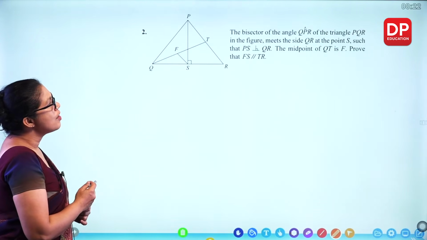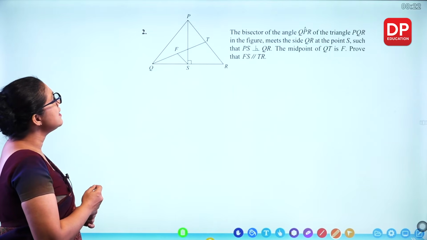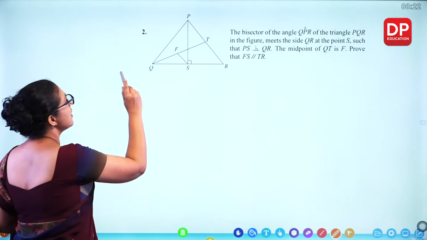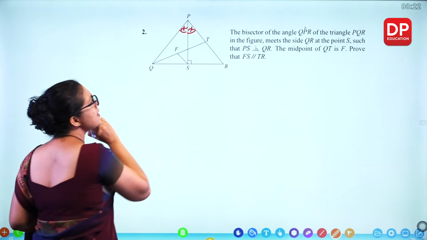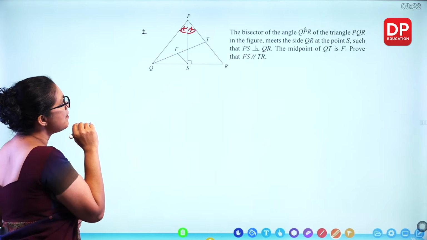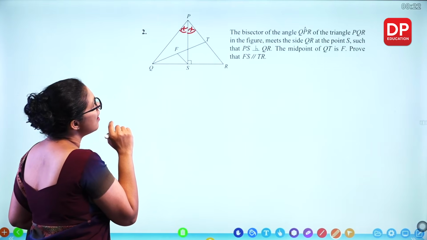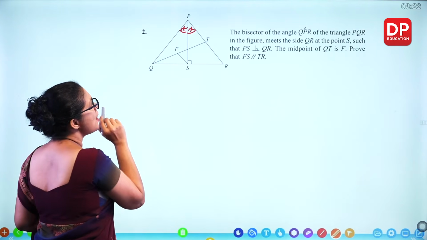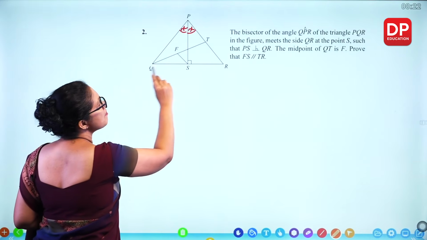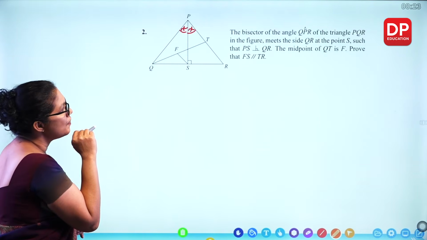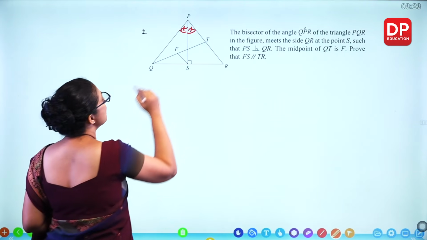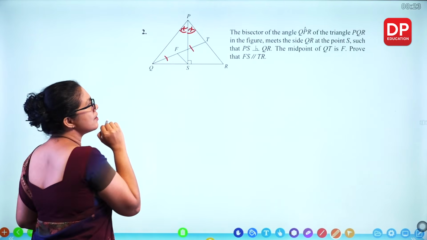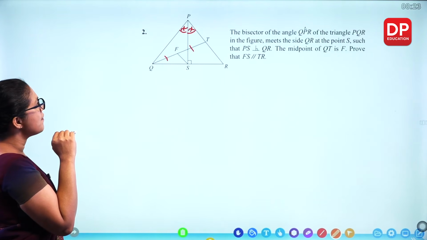Question number 2. The bisector of the angle QPR. So, if this is X, this is X. The bisector meets the side QR at S such that PS is perpendicular to QR. The midpoint of QT is F. This length is equal to this length. Prove that FS is parallel to TR.